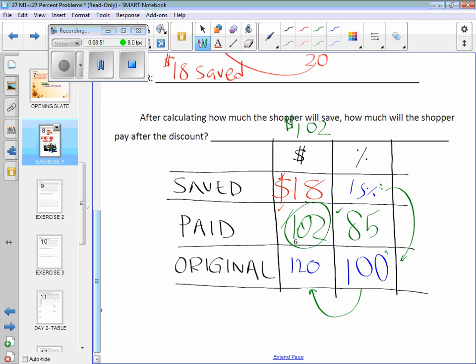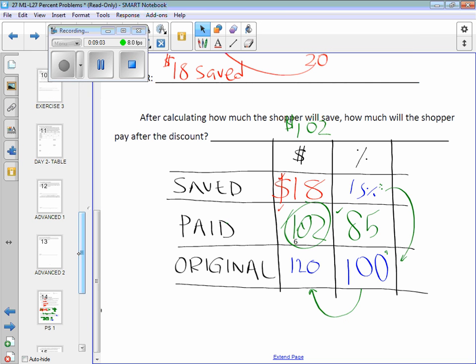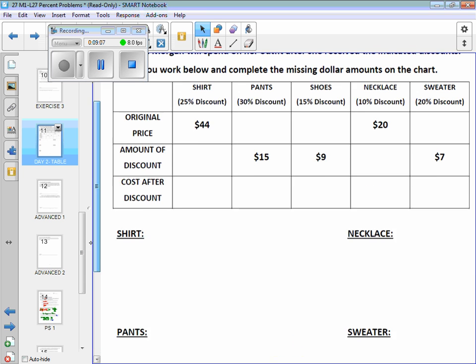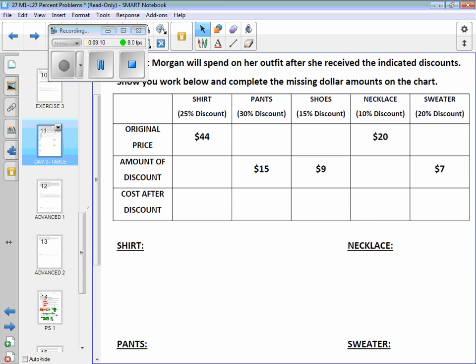If you can do this, you'll be able to do lesson 28. If you're still struggling with it, don't worry, we're going to practice it. I got one more to show you, and then I'm going to set you free. I want you to go to this page right here, which is number 9. It looks busy, and it looks harder than it is, but it's not.